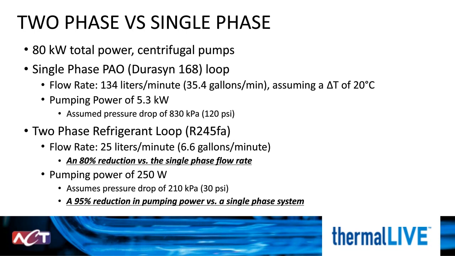However, if we were to replace that system with a pumped two-phase using R245 refrigerant, we could manage the thermal load with a flow rate of only 25 liters per minute. That would be an 80% reduction in flow rate versus a single-phase solution. Now, that reduced flow rate would only require a 250-watt pump, which is a 95% reduction in pumping power versus a single-phase solution.